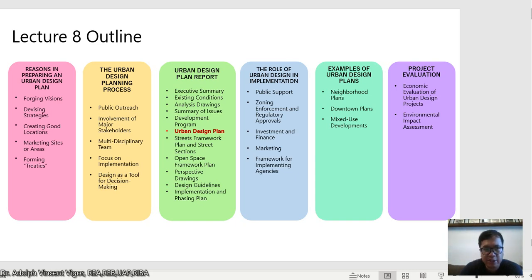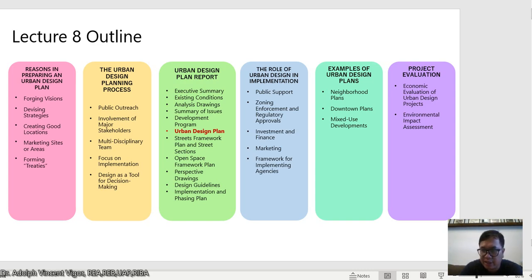Then we're going to discuss also the urban design planning process: the public outreach, the involvement of major stakeholders, the multidisciplinary team, the focus on implementation, and design as a tool for decision making.